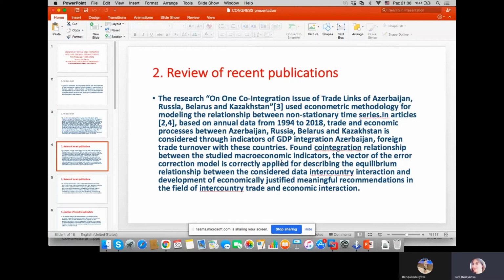Then we find the co-integration relationship between the macroeconomic indicators, and then I create the vector error correction model, and we describe the equilibrium relationship between the considered data of inter-country interaction.